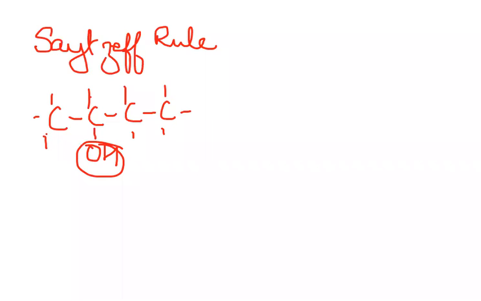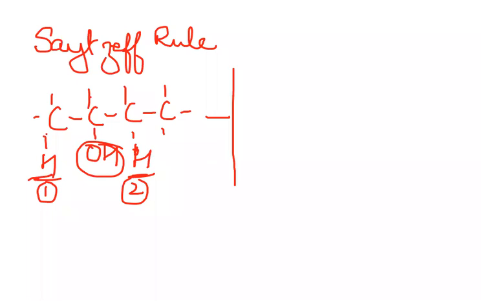But from where should the hydrogen go? From the adjoining carbon atom, whether it is going to be this hydrogen or this hydrogen is the question. So let us see what happens. If this is hydrogen 1 and this is hydrogen 2, let us say in the first case, the first hydrogen is given out.